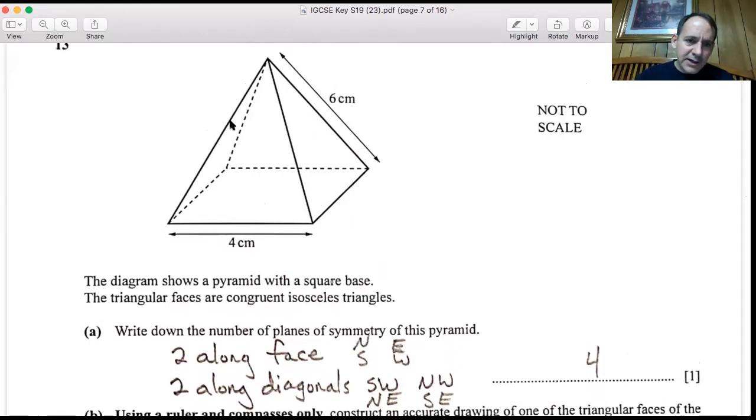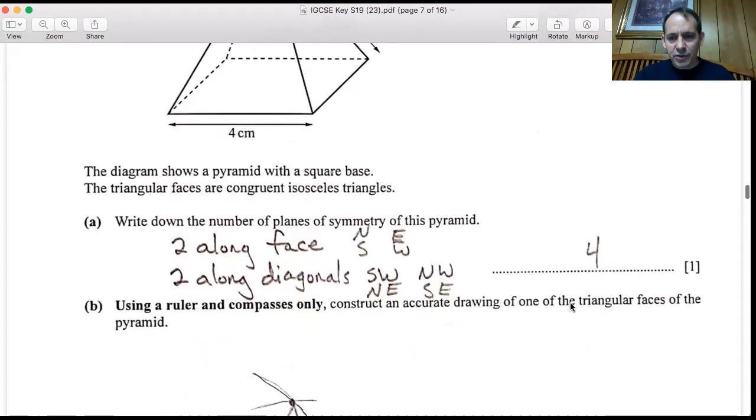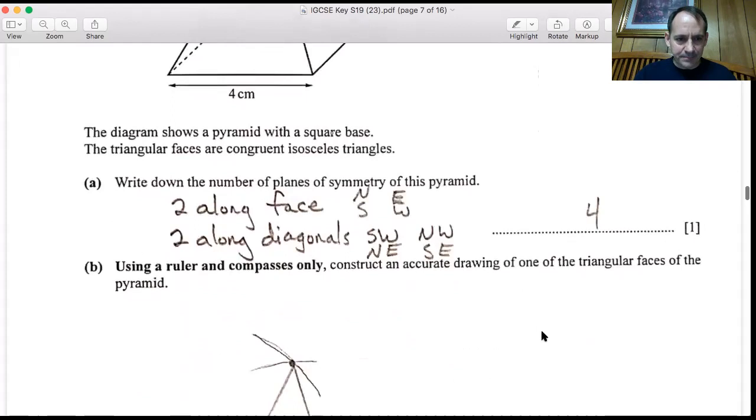And you can also cut it down the diagonal, from southwest to northeast, right down this edge here, and both sides will be the same. Or you could also cut it down this edge here and this one over on this side, so from southeast to northwest, if you think in terms of directions. And so there are 4 planes of symmetry for that pyramid.